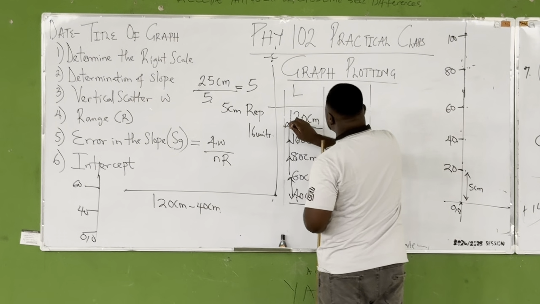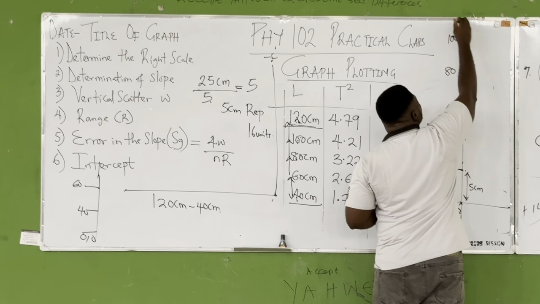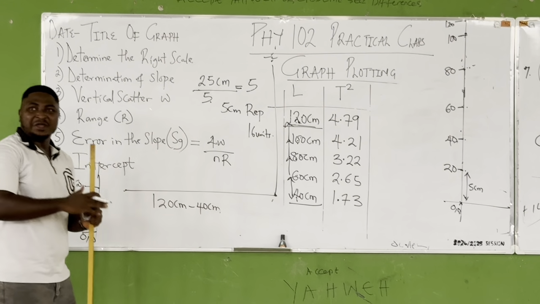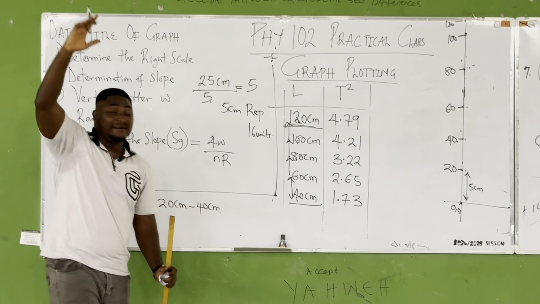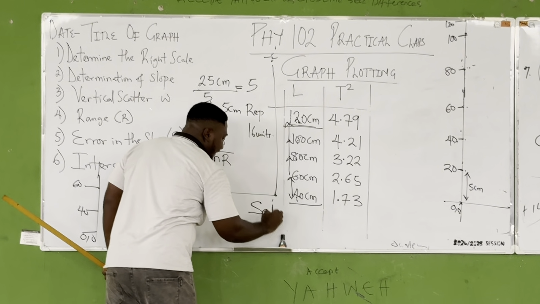Then because we have our highest point as 120, you can easily add another 5 centimeters. Remember, you left space. You can easily add another 5 centimeters and say 120. And then you see that you have filled the whole length of your graph vertically. So that is your scale on the y-axis now.